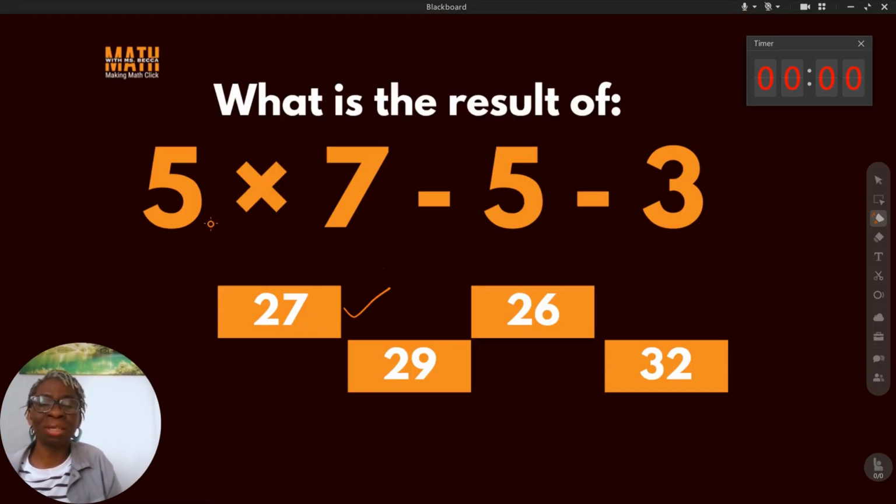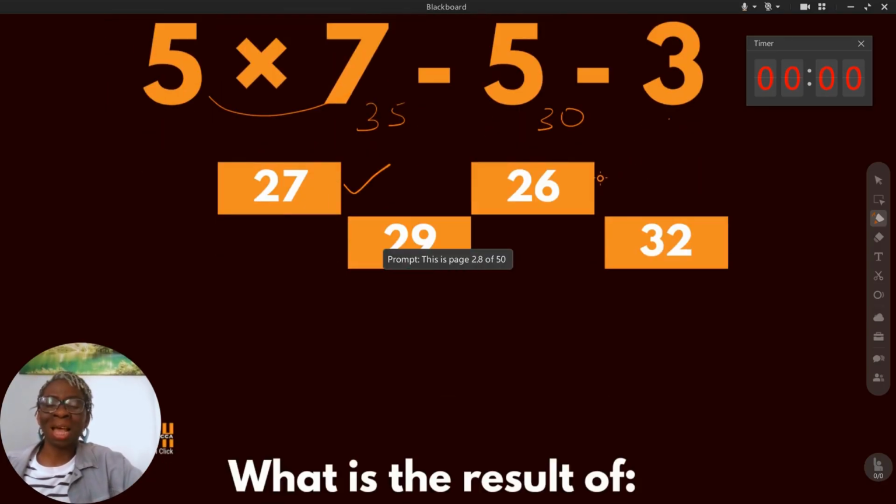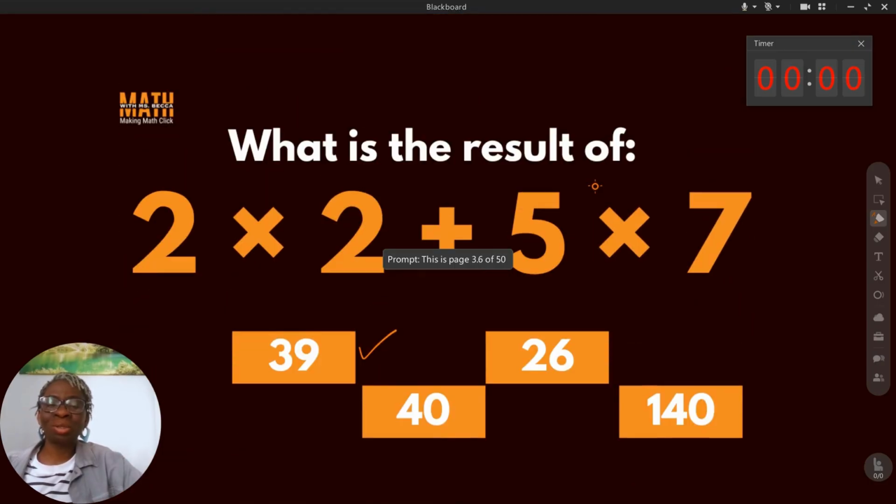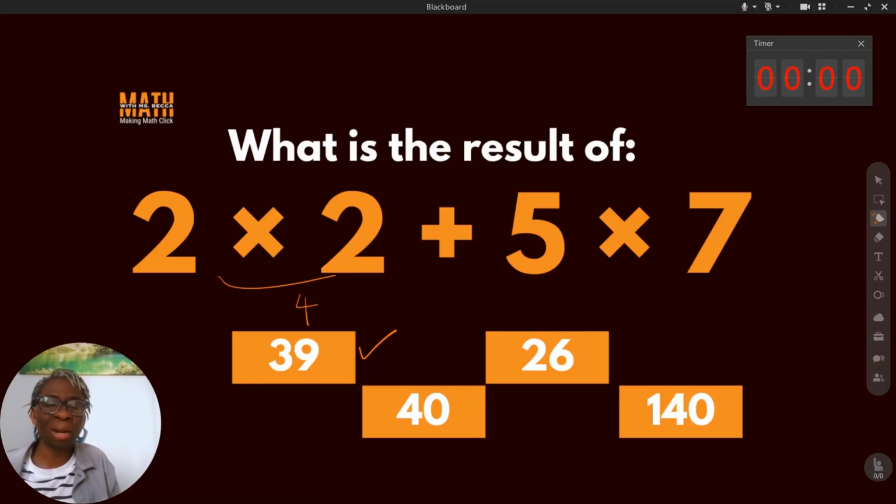5 times 7 is 35. 35 minus 5 is 30. 30 minus 3 is 27. And that is how we got 27. And to the third one, 2 times 2 is 4. And we are to multiply before we add. 5 times 7 is 35. 4 plus 35 gives 39.